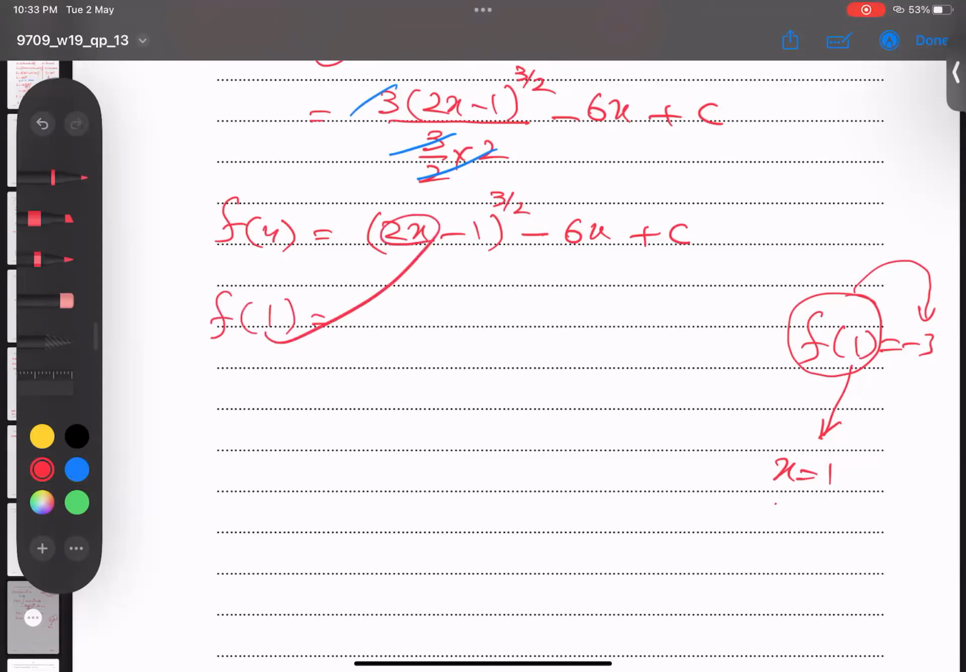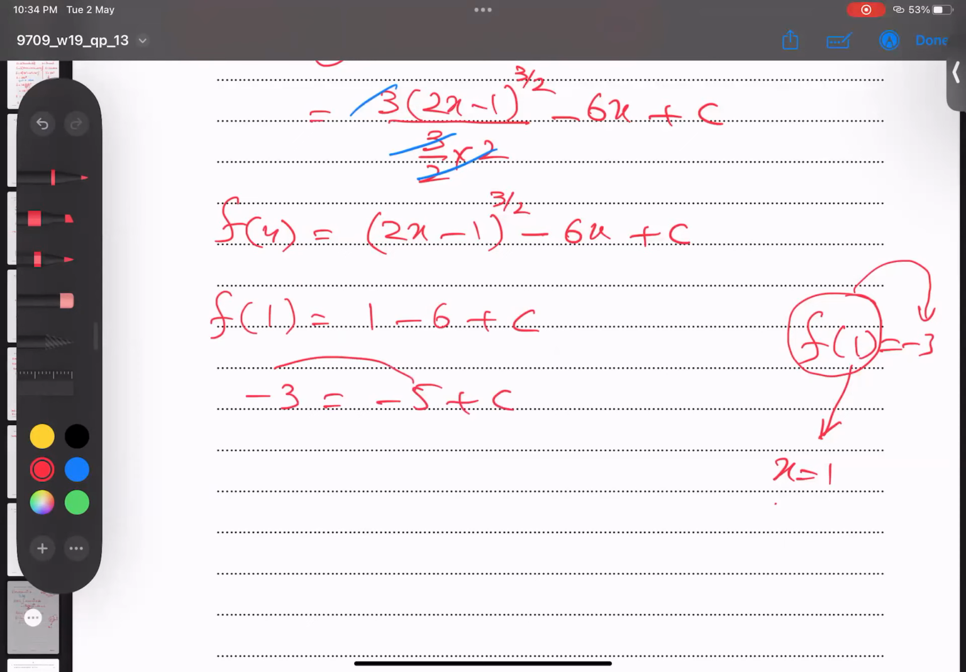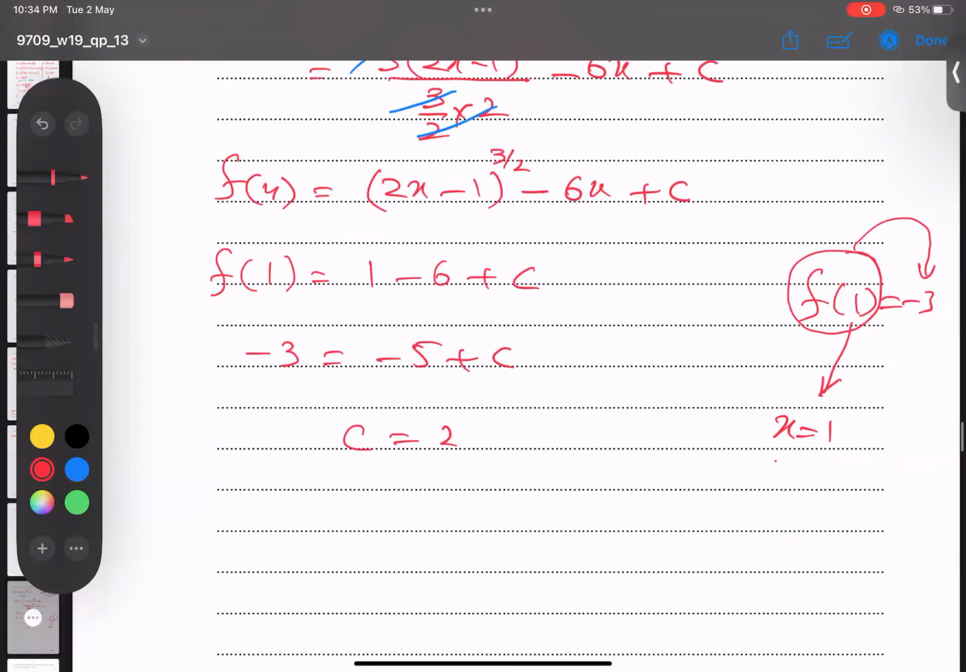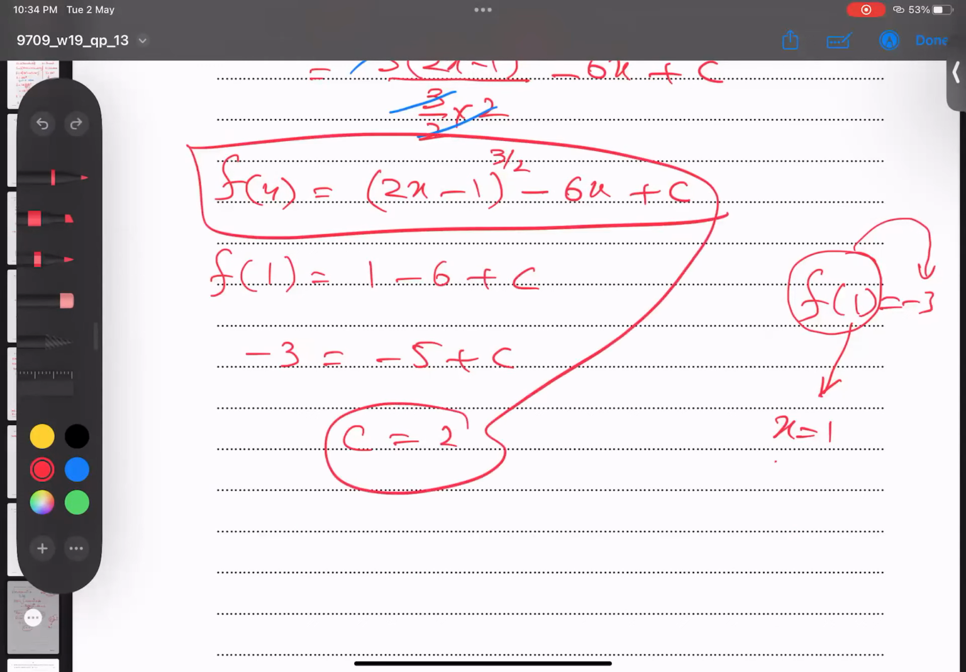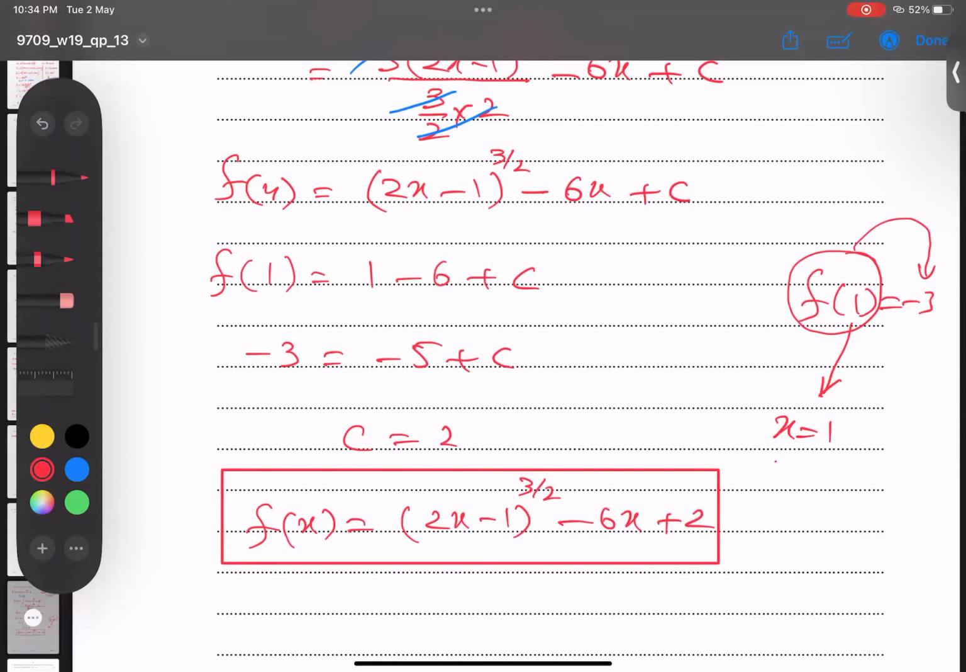So when I replace x by 1 here, students, 2 minus 1 is 1, and 1 to the power is 1. And when I plug in here, I get a 6. Now this value I replace by minus 3, and this minus 5 goes there, plus 3. I got c equal to 2. And this value I will plug back into this expression. I hope you got the point very clearly. Alhamdulillah Rabbil Alameen. I hope the question is okay.